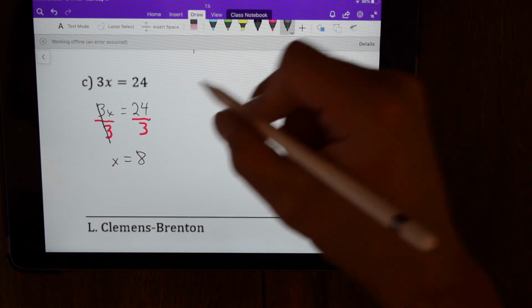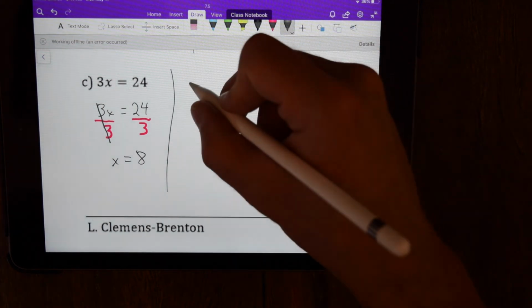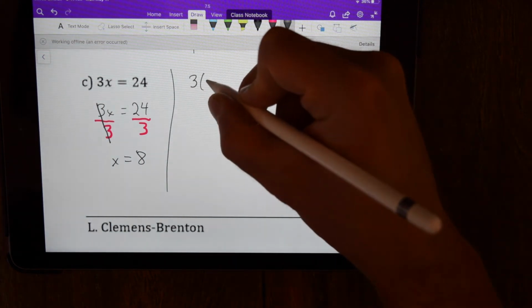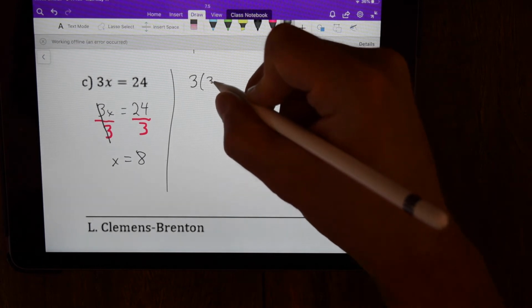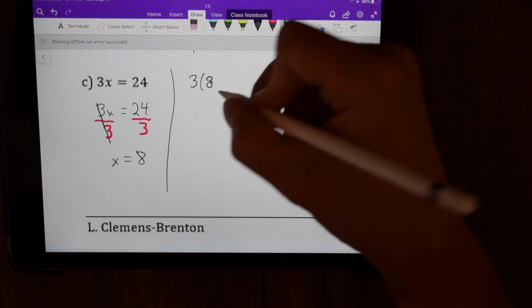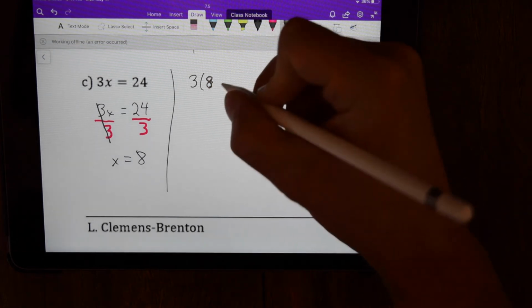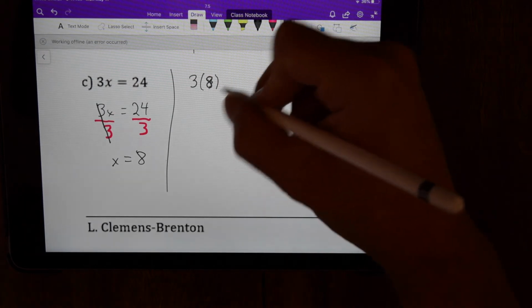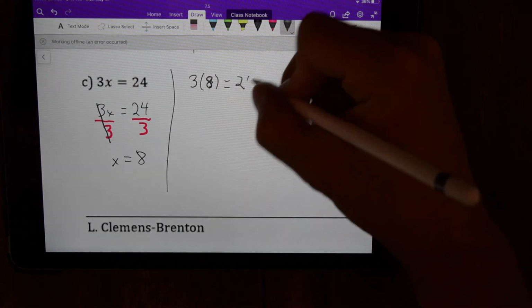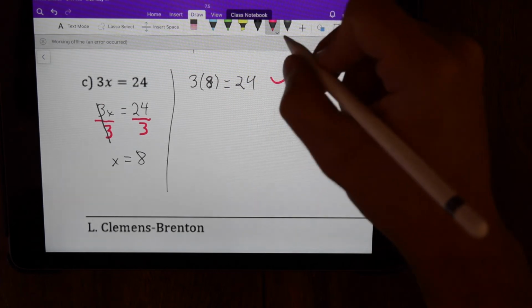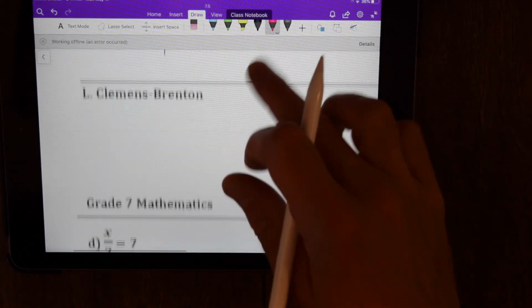And I can verify that by putting that back into my equation. Oops, sorry for the mess. And I can see that that is 24. So I'm right. My left side equals my right side.